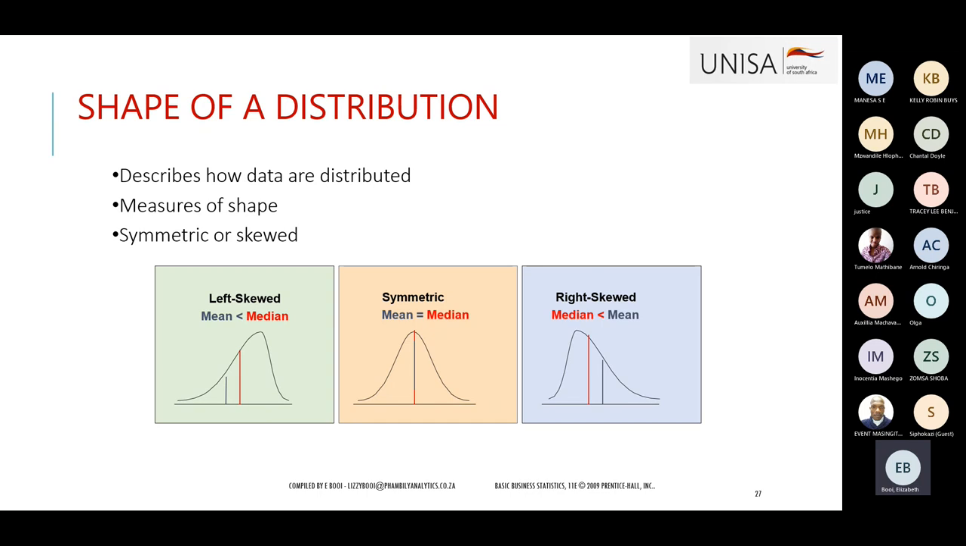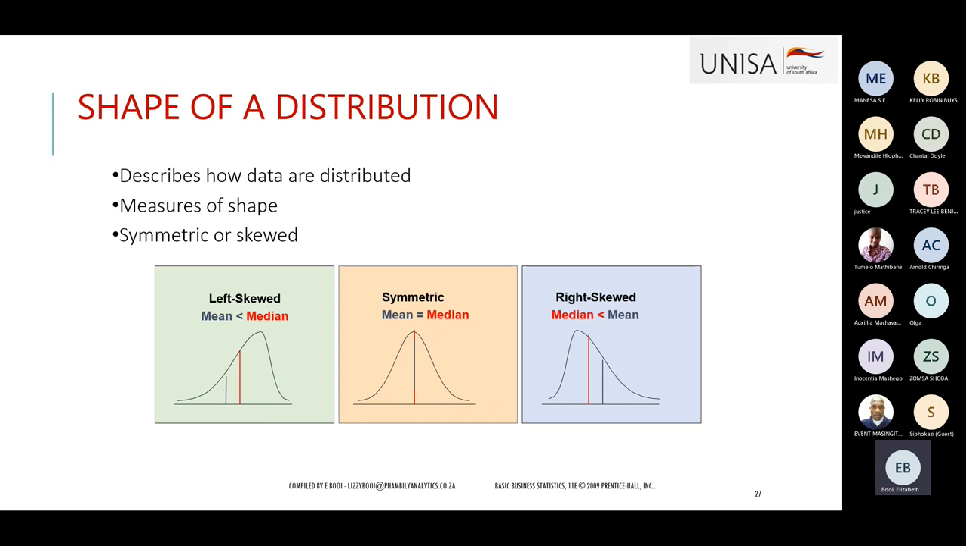If your mean is less than your median, then we say your data is left skewed. If your mean is equal to your median, then we say your data is symmetric, or normal, or symmetrical. If your median is less than your mean, therefore it means your mean is greater than the median, then we say it's right skewed.